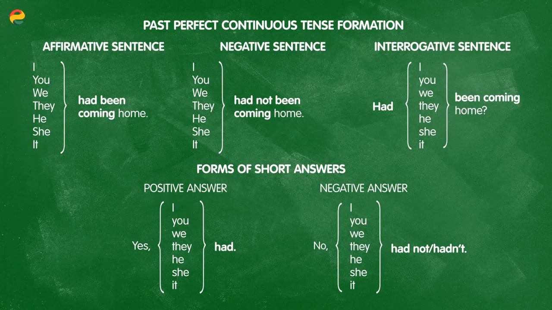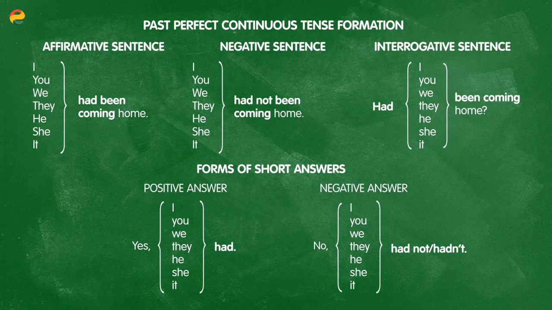In a negative sentence, had will change to had not. For example, I had not been coming home. They had not been coming home. We had not been coming home. In interrogative sentences, had again moves to the front, but the rest stays put. For example, had I been coming home? Or had we been coming home? Or even, had it been coming home?